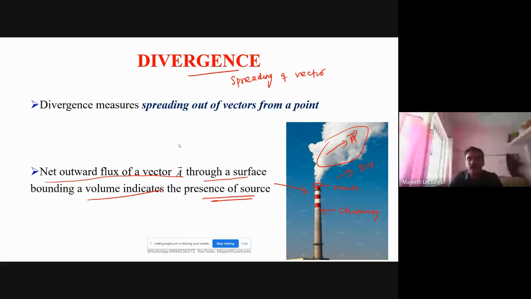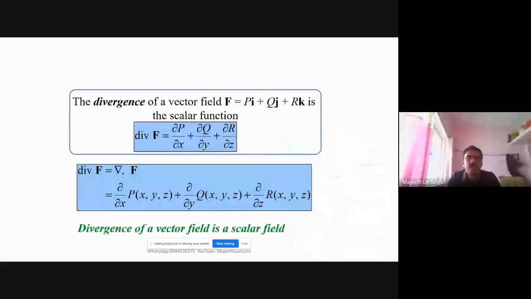So if there is some flux going outside, it means there is no smoke without fire. So the source must be inside. Even though we don't see it, if the flux flows out, there is a source inside. This is the fundamental behind Gauss law. When I deal with Gauss law, you must remember this point. Then only you can understand Gauss law very easily. Fine? Okay. So this is the divergence equation.